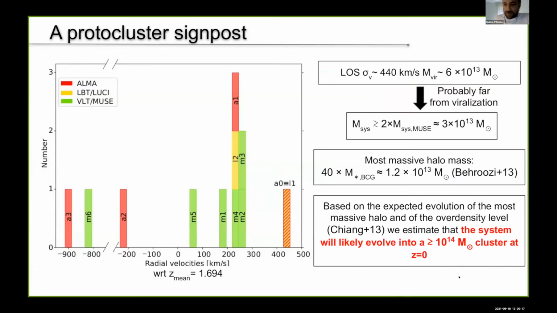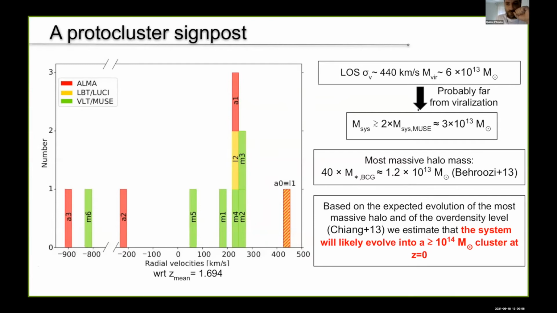So far I have talked about a protocluster, but is this actually a protocluster, that is, a structure that is going to evolve into a cluster of at least 10^13 solar masses in the local universe? Well, first of all, we can derive the virial mass from the velocity dispersion of the radial distribution of the detected members, and we derive a virial mass of about 6 times 10^13 solar masses, but probably this system is far from being virialized.